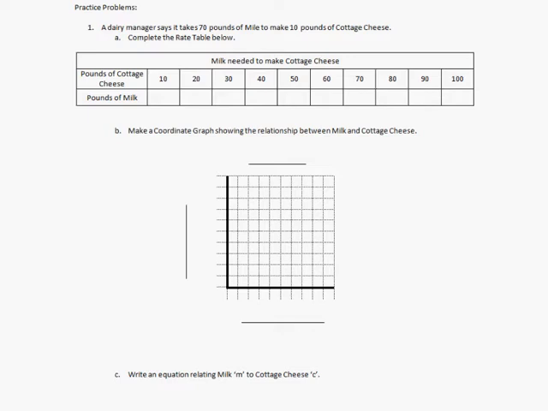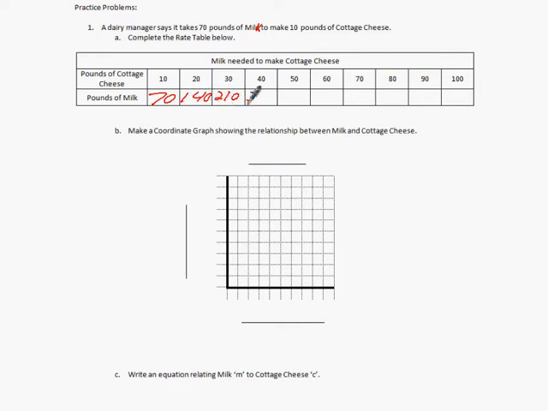Alright, practice problem. Very, very similar to the last practice problem from the other lesson. A dairy manager says it takes 70 pounds of milk, I should say milk, not mile, to make 10 pounds of cottage cheese. Complete the rate table below. So milk needed to make cottage cheese. We have pounds of cottage cheese. To make 10 pounds, it takes 70 pounds of milk. So we're going to count by 70s.